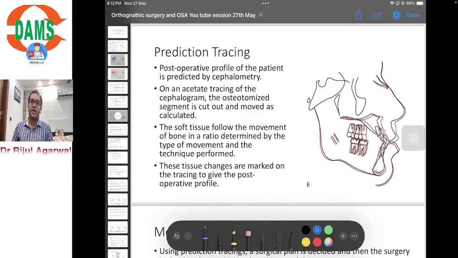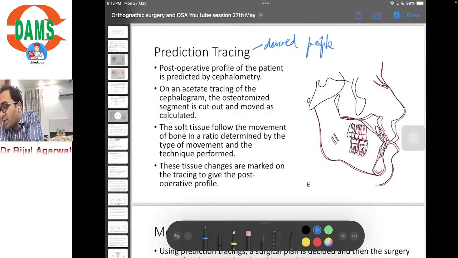So first step is the prediction tracing. What is prediction tracing? The name itself says predict. So we are trying to predict or get the idea what kind of movement needs to be done on the OT table. So those movements are first done on a lateral cephalogram, with the help of pen and paper. A post-operative profile of the patient is predicted by cephalometry. A pre-treatment cephalogram is traced, and on that tracing we trace the post-operative profile, or what the desired profile is needed.